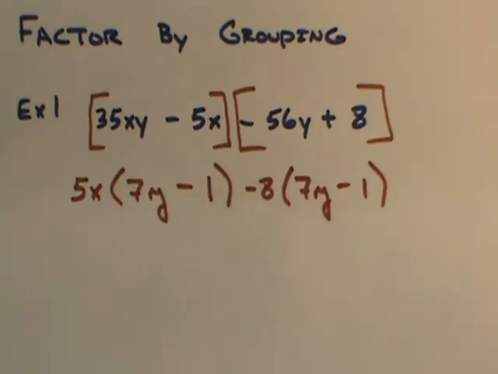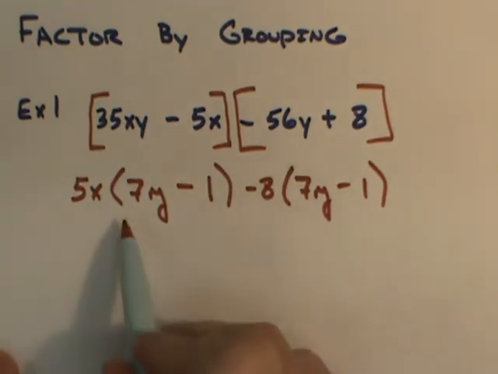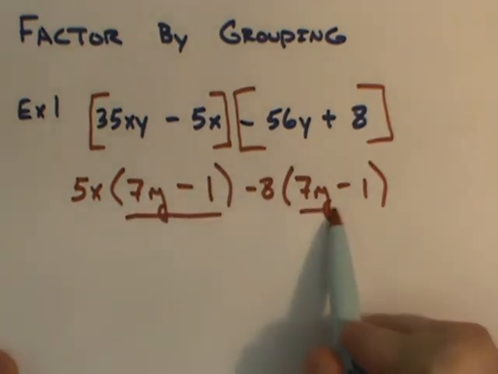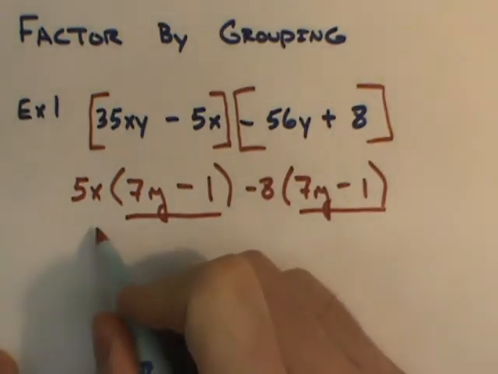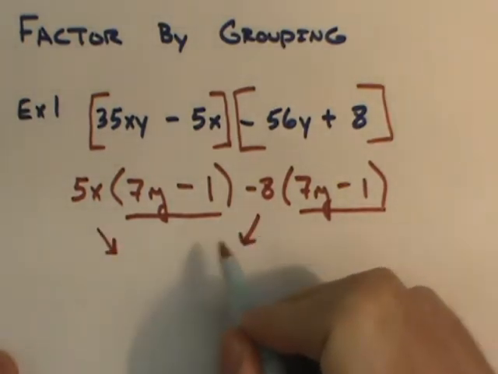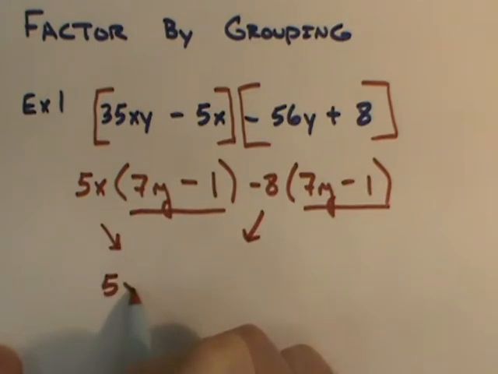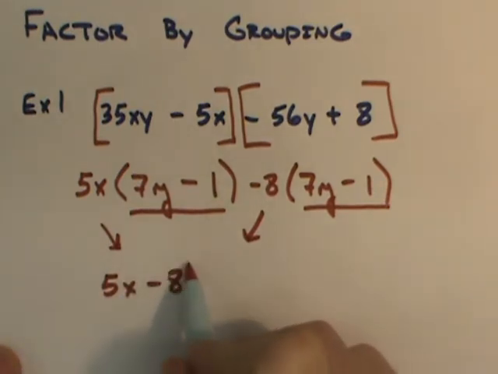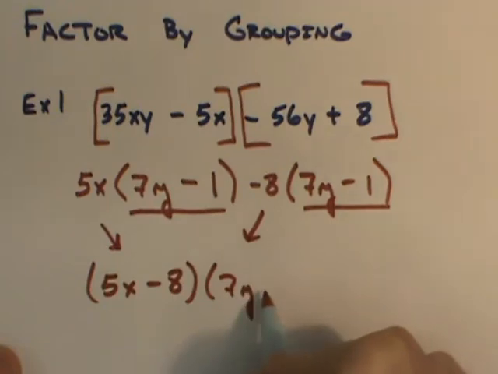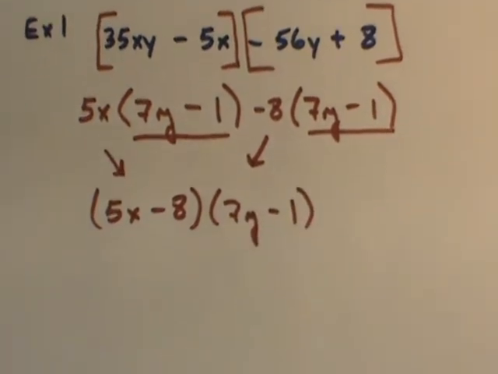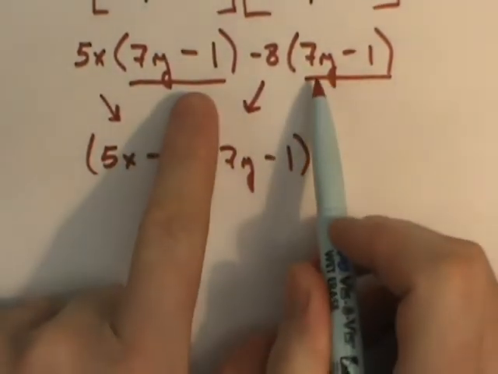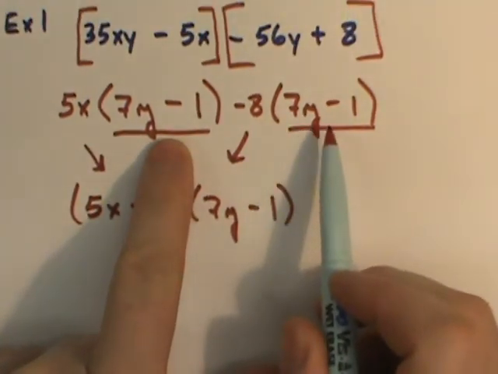Now once I get to this part, what I can do is underline what they have in common and let those leading terms come together. As I bring those together, I could write this as 5x minus 8, and I rewrite what they have in common once. Now for some kids this is disturbing because they always wonder what happened to the 7y minus 1.